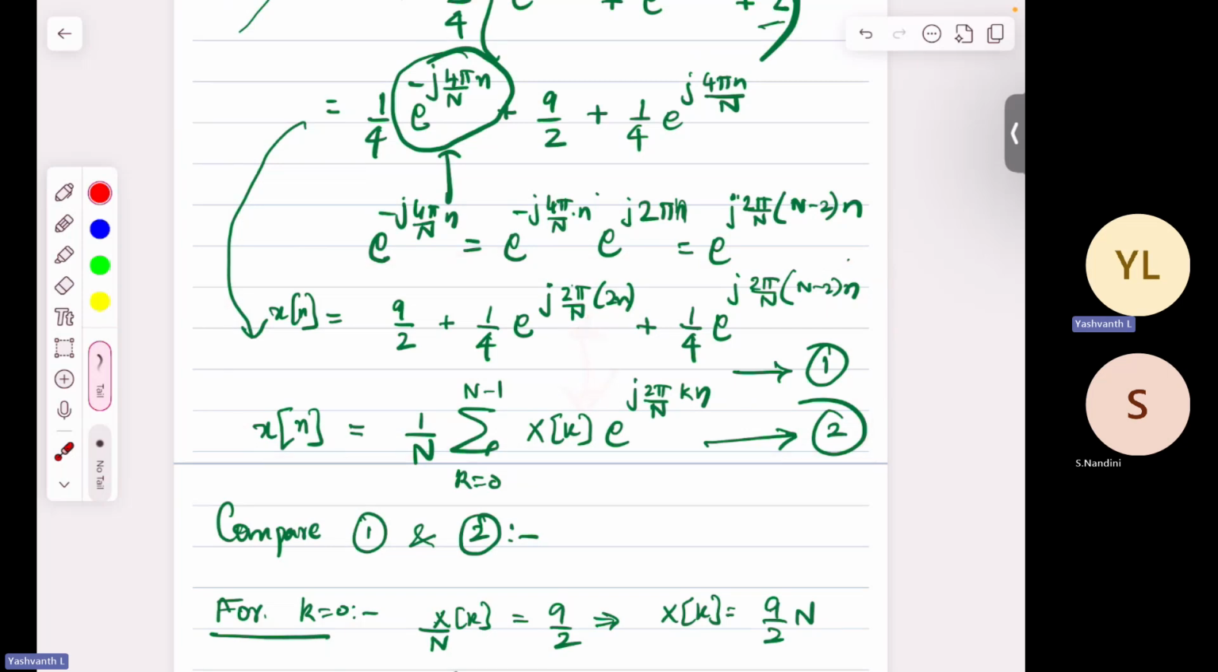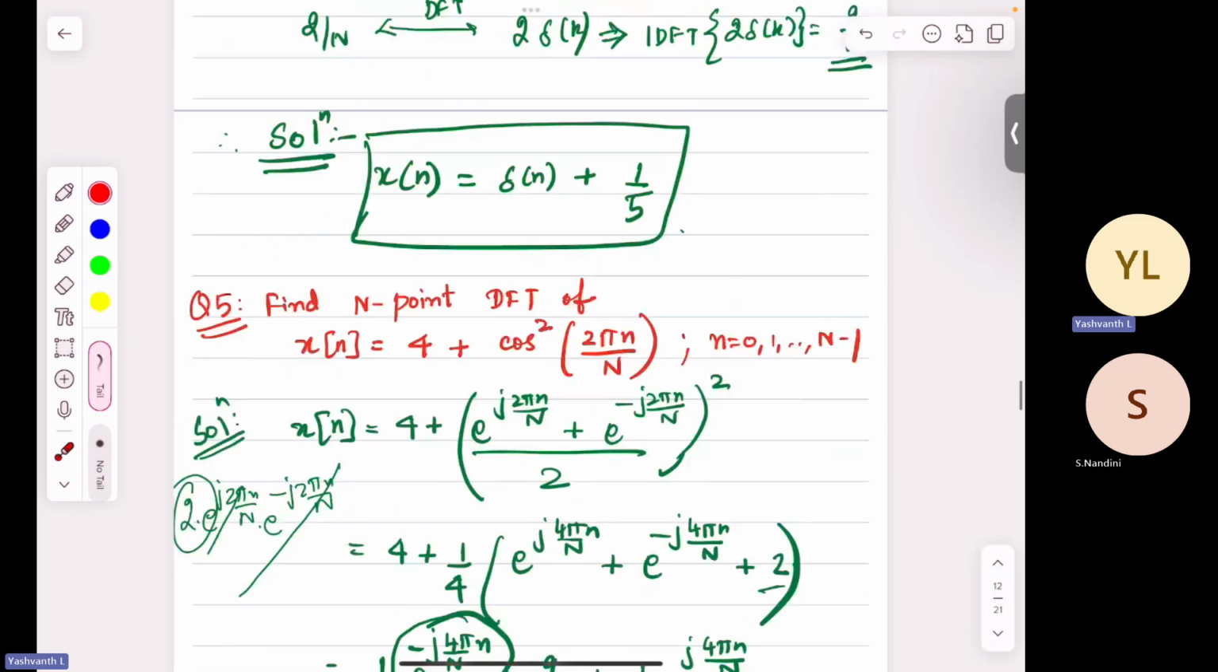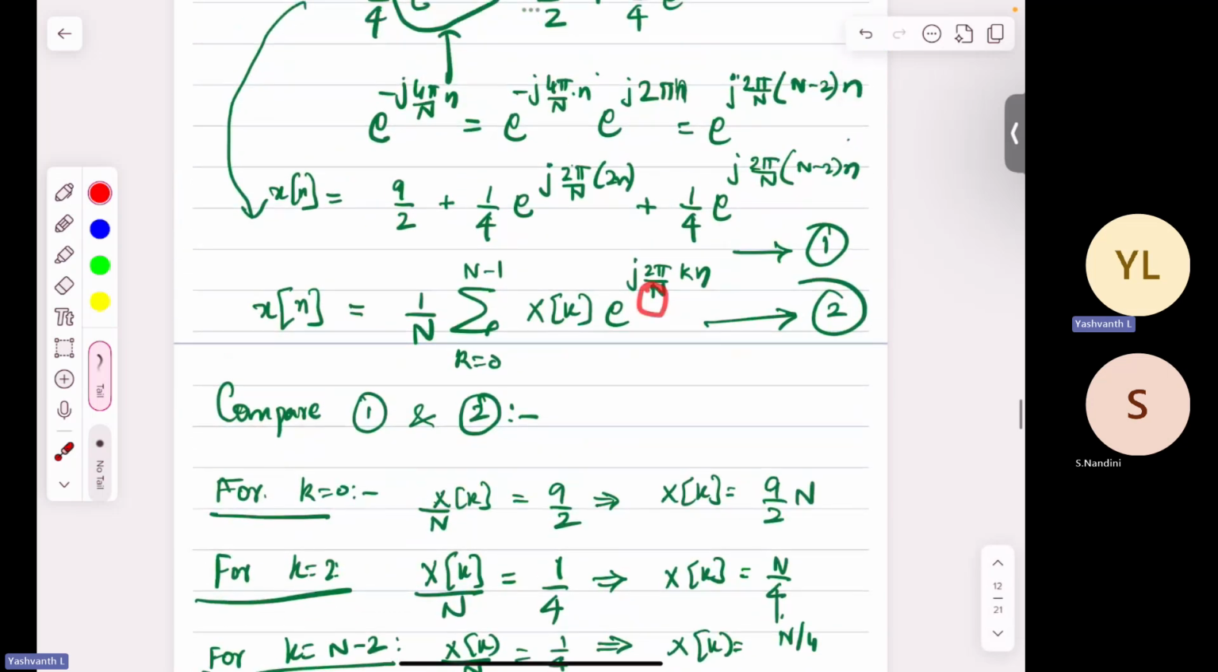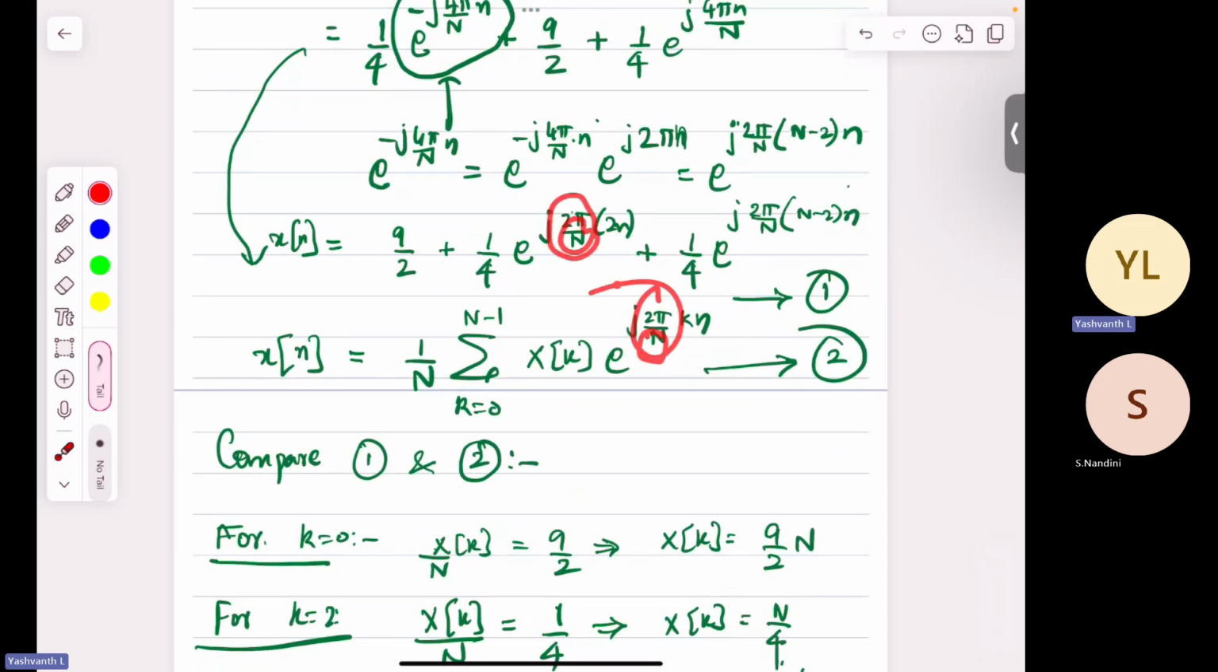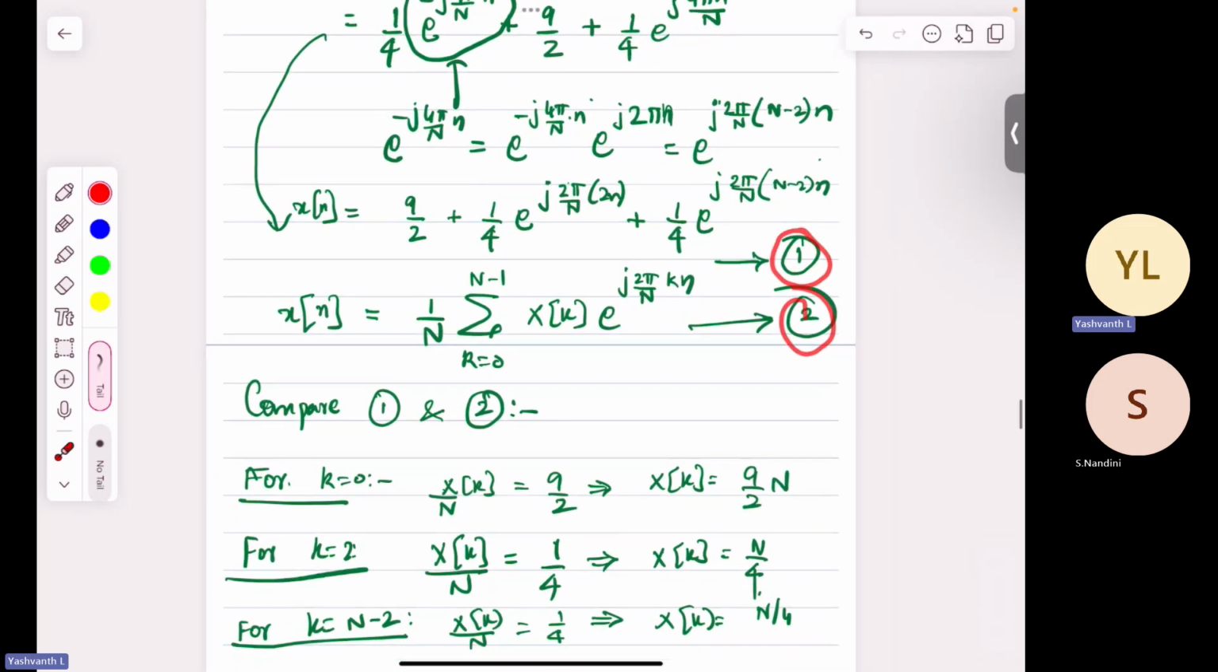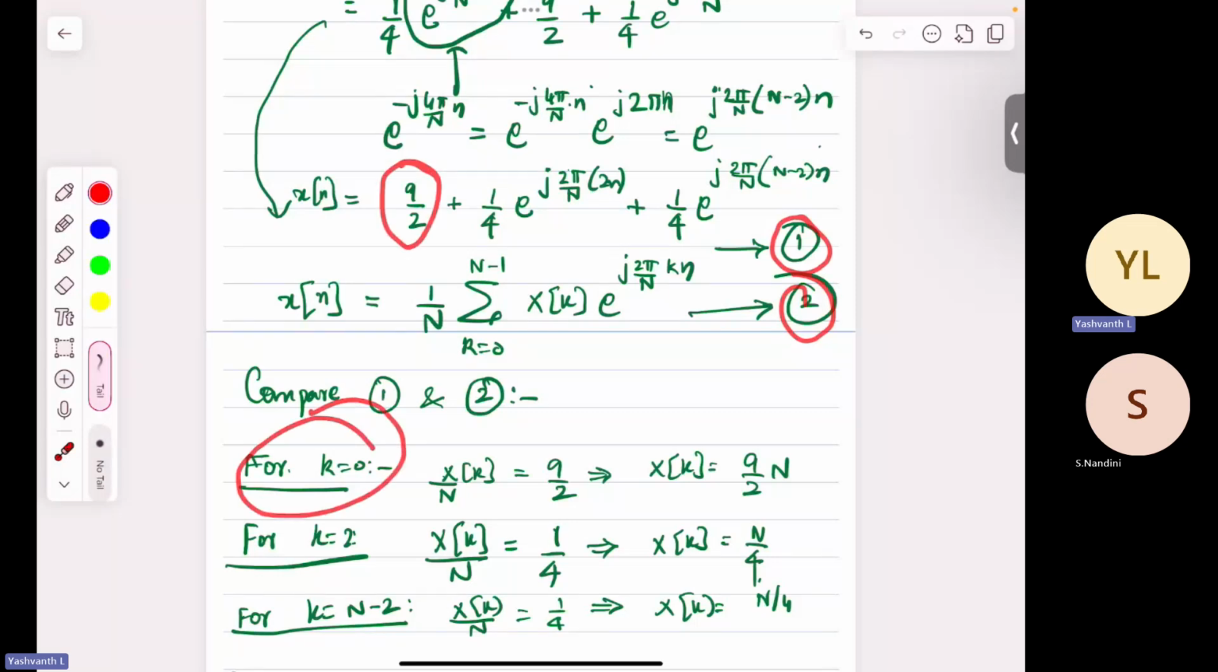The coefficient of exponential terms. Now what is capital N? Capital N is just capital N. So you just compare both 1 and 2, or you can show that at k equal to 0, that corresponds to N by 2.